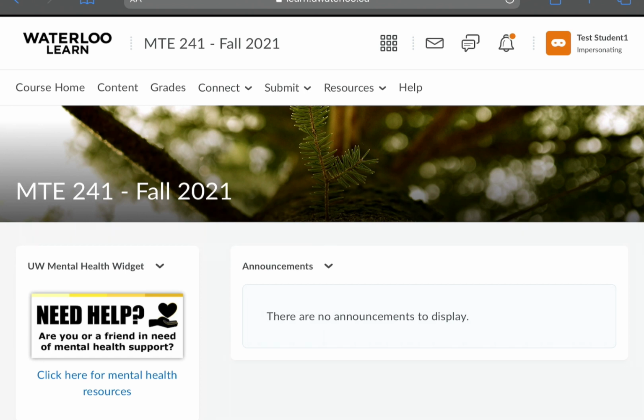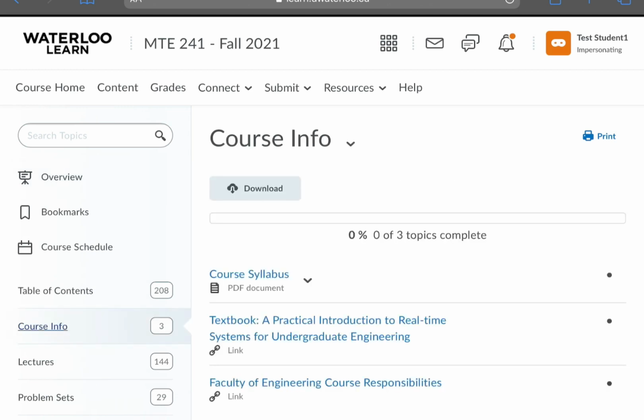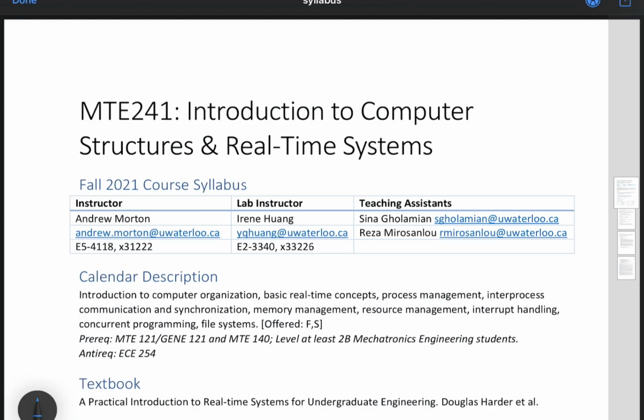We're looking here at the Learn site and I'm going to go to Content and then to the Course Info folder, and we're going to look at the course syllabus. Okay, so the name of this course is Introduction to Computer Structures and Real-Time Systems. It's a bit of a grab bag of a course. It contains a number of different subjects.